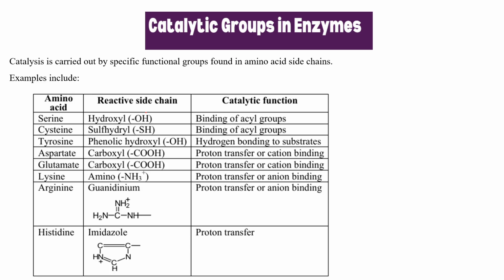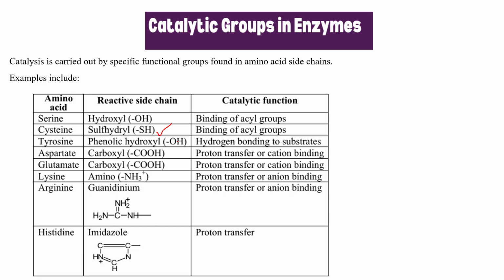Cysteine alone is not the one that's performing the function. Its functional group, its side chain. Remember, the functional group here is SH, the thio group. That is what's actually making the binding of acyl group possible. If you look at tyrosine, tyrosine has an OH group there. The OH group causes hydrogen bonding to the substrate. It makes hydrogen bonding to the substrate possible. So in the active site, if there should be a hydrogen bonding and you're having tyrosine there, the OH on the tyrosine is the one that is doing that. That is the phenolic hydroxyl group.